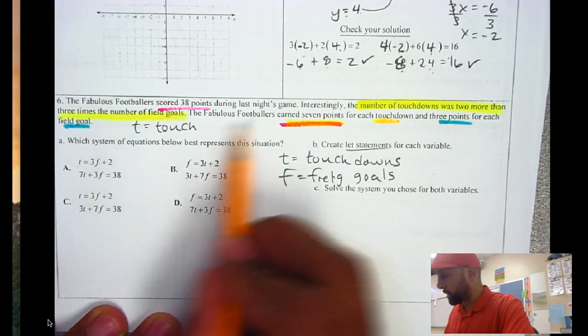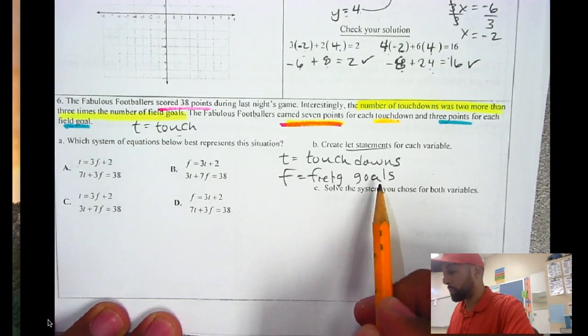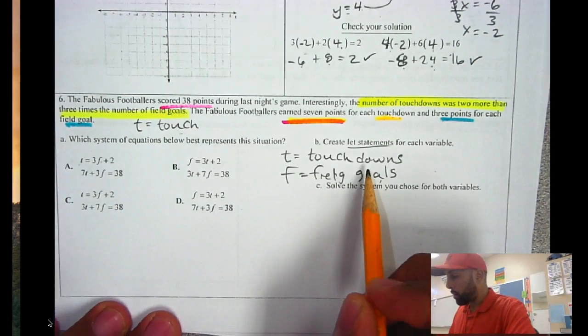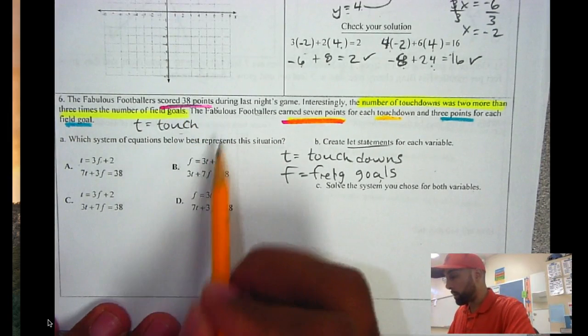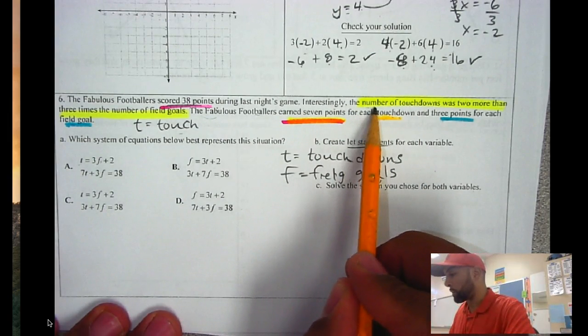So basically, it doesn't really ask the question, but it's asking for how many touchdowns they scored and how many field goals they scored. Okay, so now remember, we know that the score is equal to 38 points. So let's look at the first equation and figure out what that is.